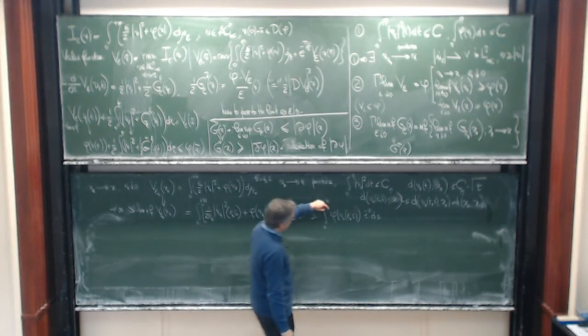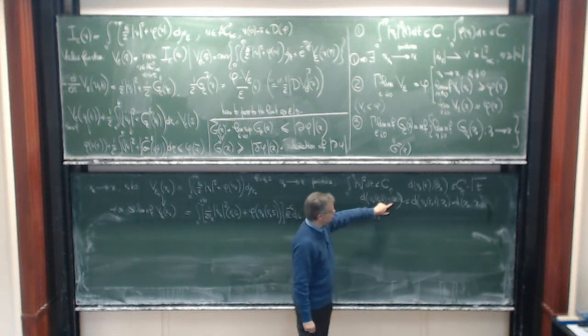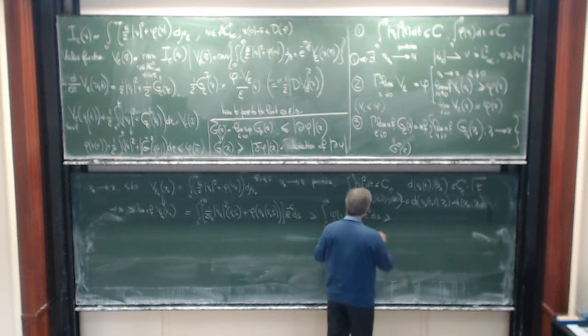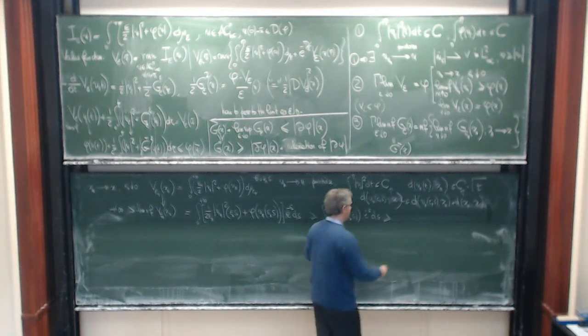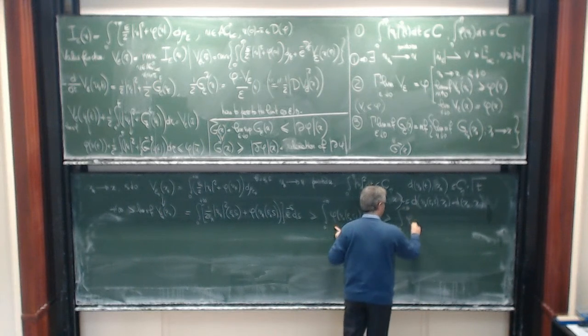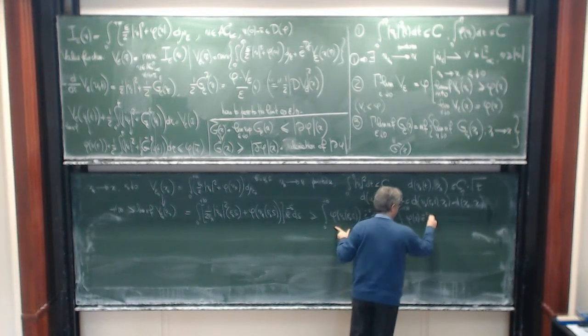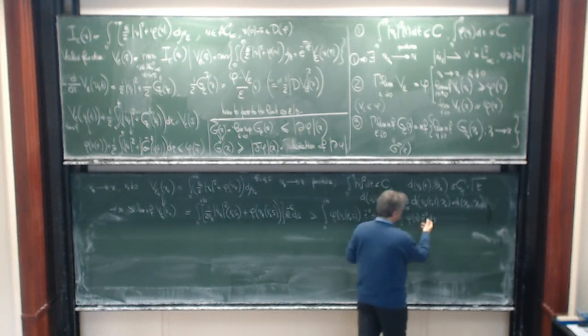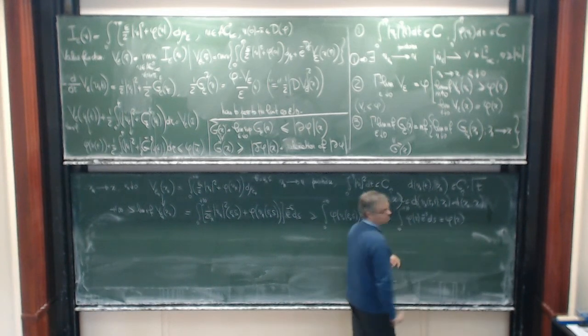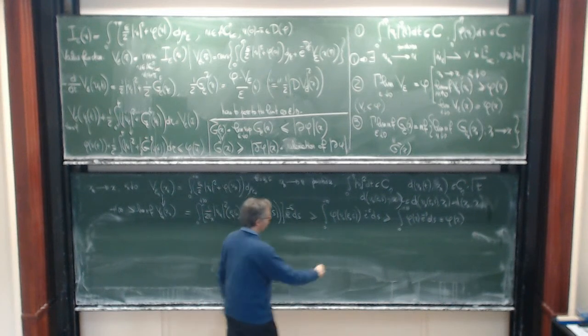So this means that all these points are converging to x. Using phi2, since phi is lower semi-continuous, if it is non-negative, this will be bigger than the integral from 0 to plus infinity of phi of x e minus s ds. Since this measure is a probability measure, you get phi of x, which is, of course, in the limit.